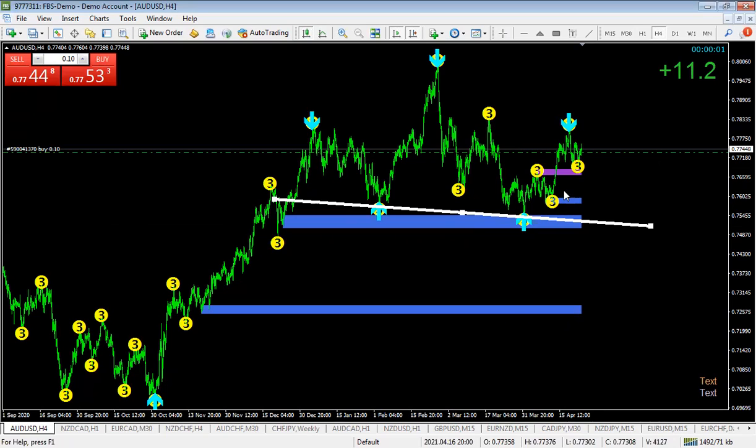So what I'm proposing is that you can use this zone indicator, this support and resistance zone indicator. It will help tell you how far the movement of the market will go before the pattern ends.